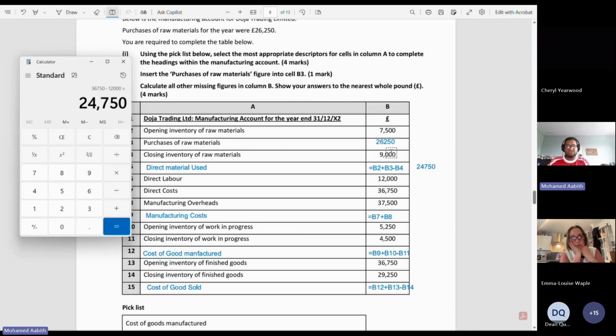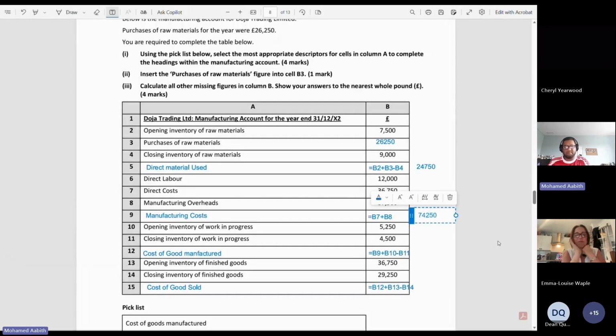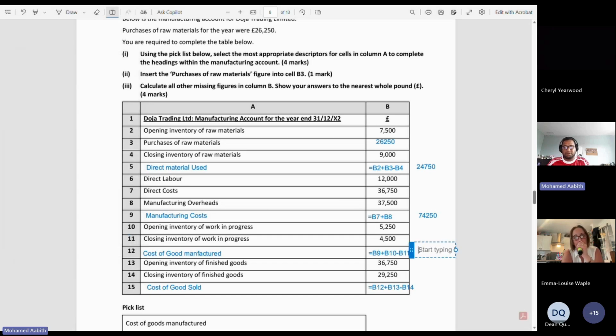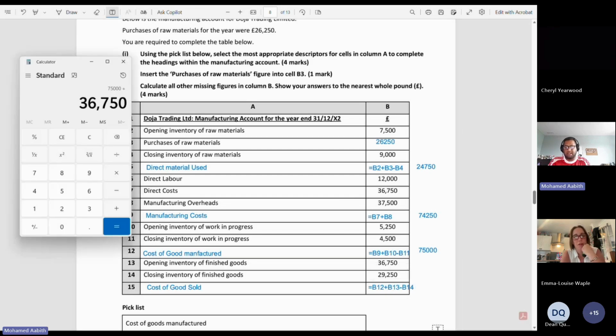Now, what is the manufacturing cost? The manufacturing cost is going to be 24,750 plus 37,500, which is 74,250. And then the next one, the cost of goods manufactured. So here that plus 5,250 minus 4,500, which gives you 75 grand. And the last but not least, the cost of goods sold. How would I do that? That one plus 36,750 minus 29,250.